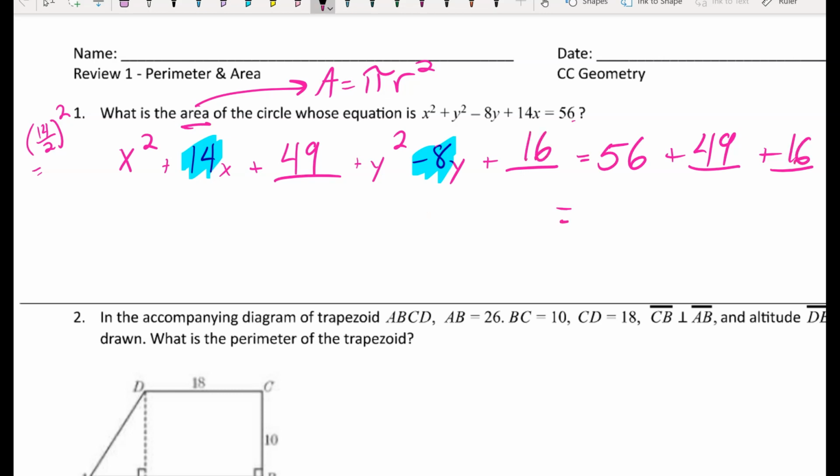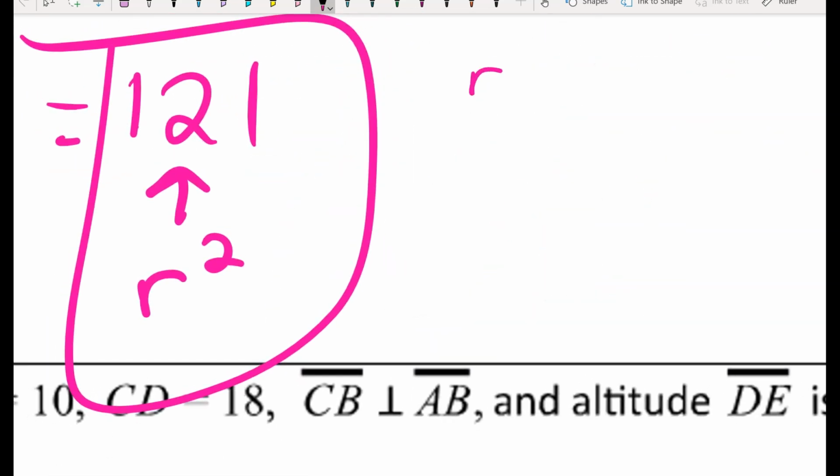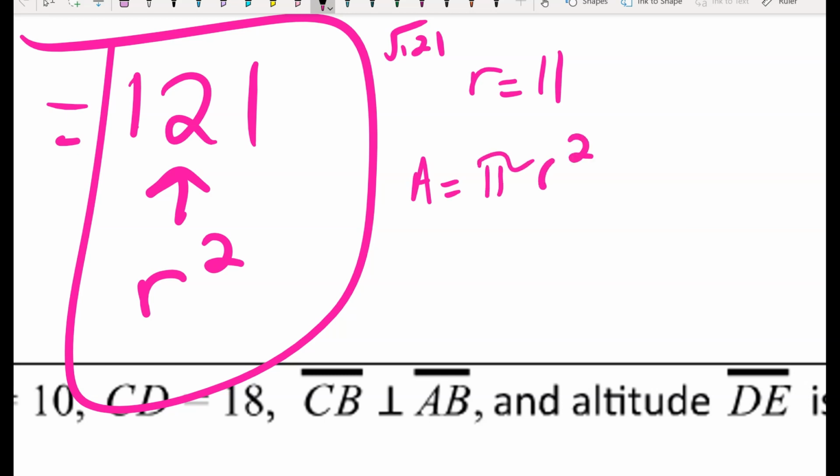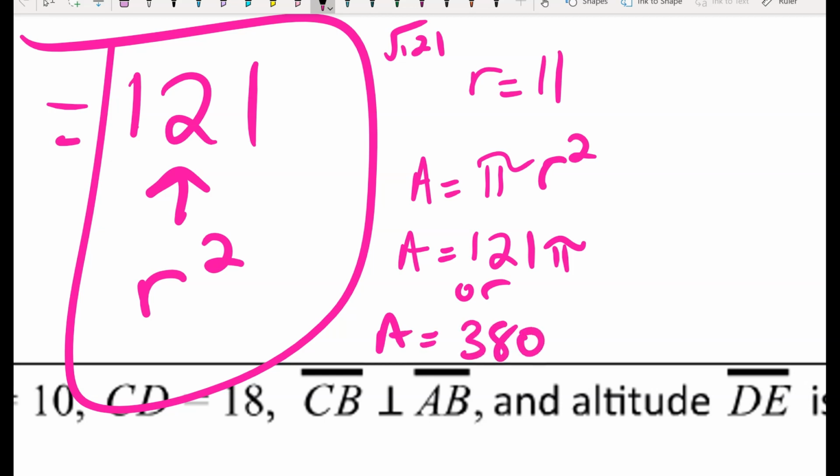Half of negative 8 is negative 4, and when I square that I get 16. So when I add that to both sides, the right-hand side of my equation here is just 121, and I actually don't care what that left-hand side turns into, because that's just going to get me the coordinates of my center, but remember the end of that equation is just whatever my radius squared is. So really, this information alone tells me that my radius is 11, because that's the square root of 121. And if I plug into the area formula, pi r squared, that just means that the area is 121 pi, 11 squared times pi, or if you type that into your calculator and round it, you'd get about 380.13.